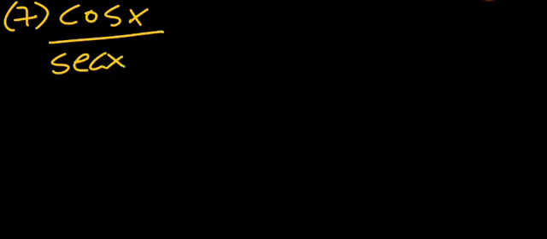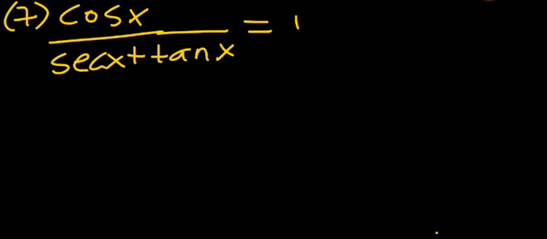So question 7, we've been told to prove that cos x over sec x plus tan x is equal to 1 minus sin x. So this is the identity that we've been given.